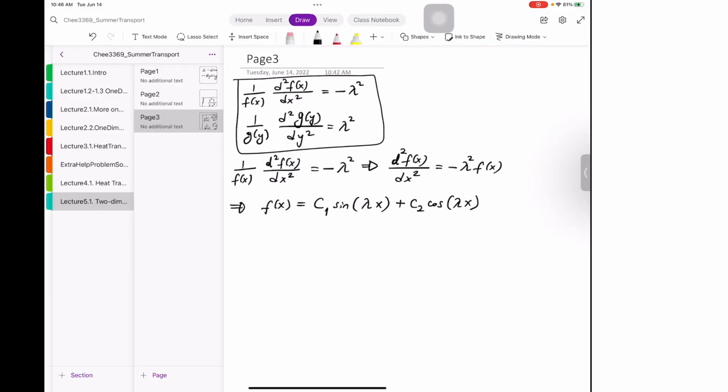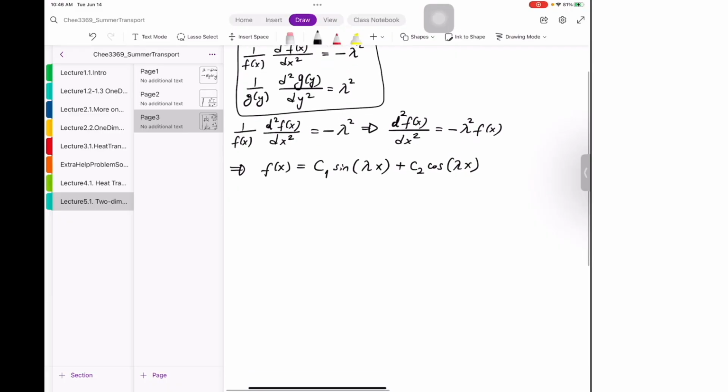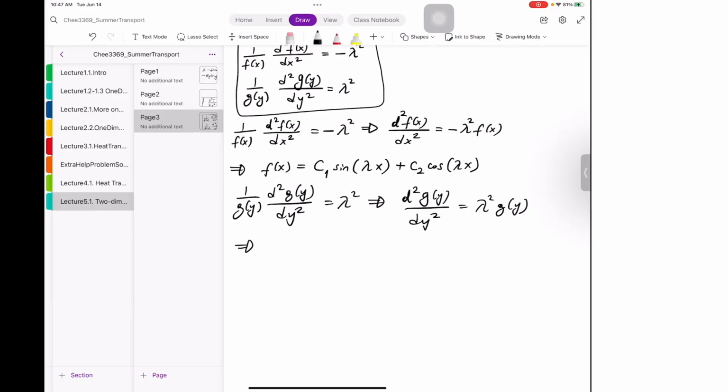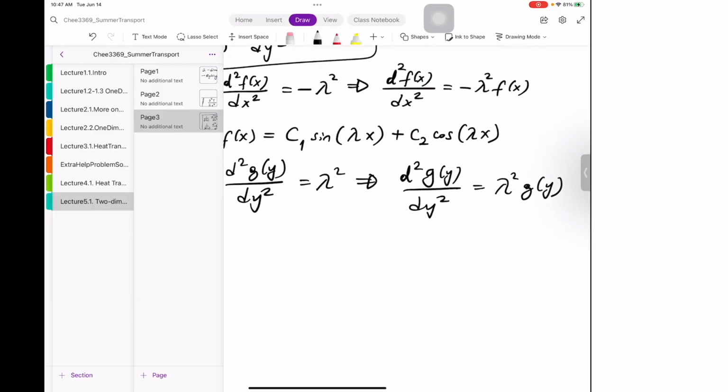Let me do the g of phi as well, and then talk about that. For the g of phi, I have 1 over g of phi times d squared g of phi over dy squared equal to lambda squared, and from here we get d squared g of phi over dy squared is equal to lambda squared g of phi. And this time it's going to be an exponential function, because you get a positive constant times the same function.